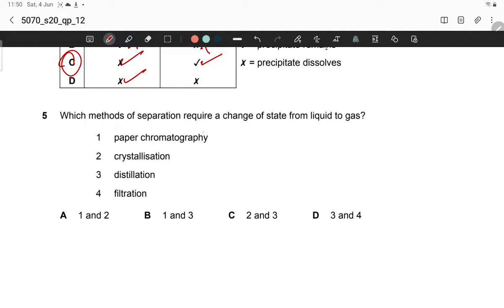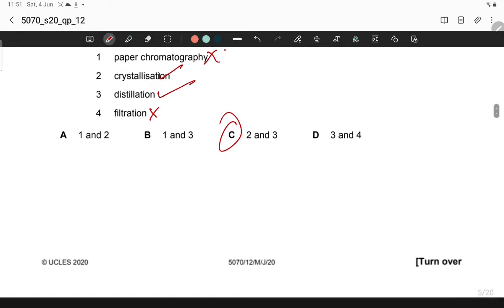Which methods of separation require a change of state from liquid to gas? Paper chromatography, not liquid to gas. Crystallization, yes. In crystallization, evaporation is a stage at which the water evaporates. Water changes into gaseous state. Distillation, yes, this is also correct. Filtration not correct. C option is correct.